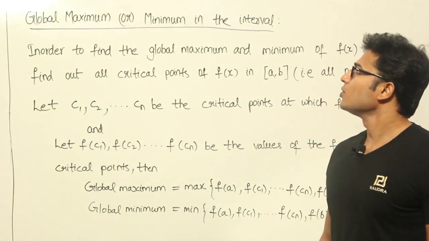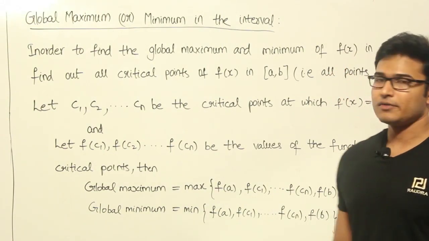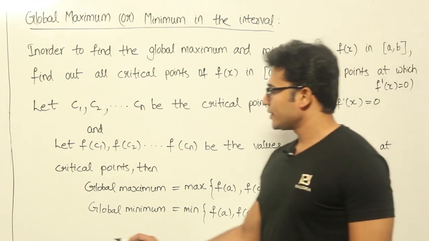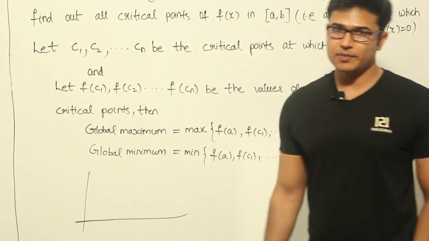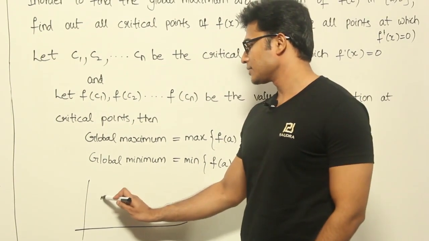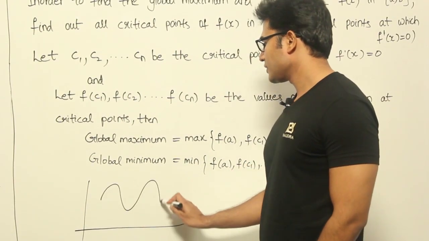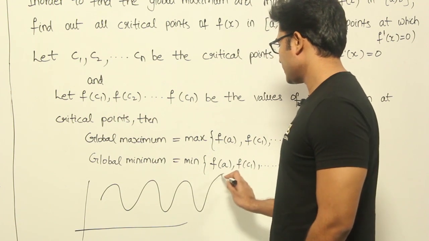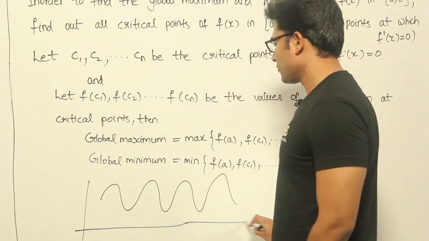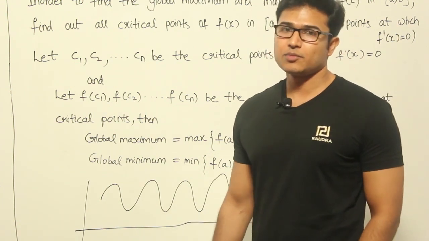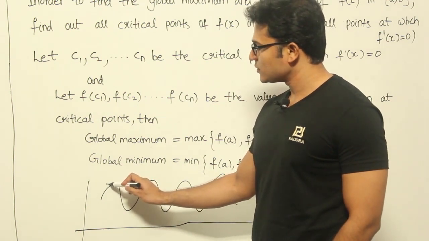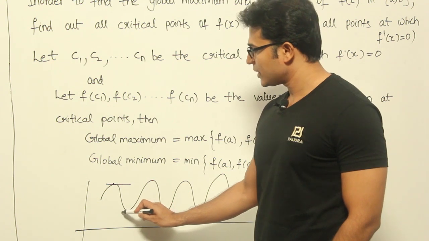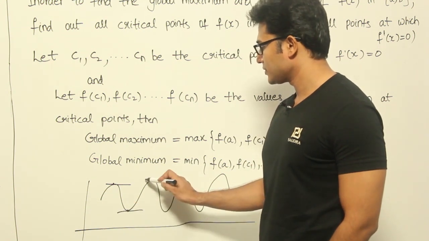Now let's see the concept of global maximum or minimum in the interval. As I told you, there can be more than one local maximum or local minimum if a function is behaving like this. Then we have many critical points or stationary points. Wherever you get the slope of the tangent as 0, all those points can be considered as the stationary points or critical points, right?